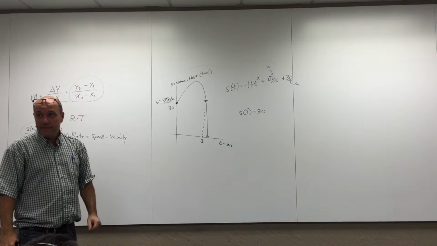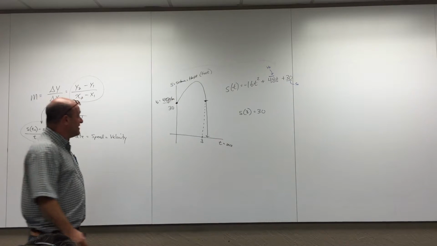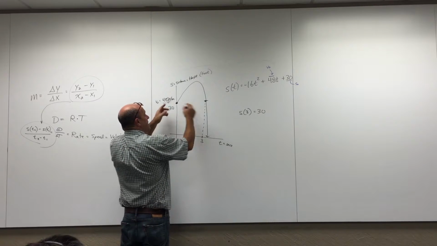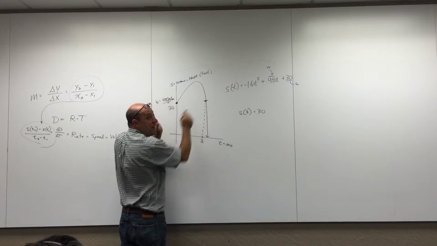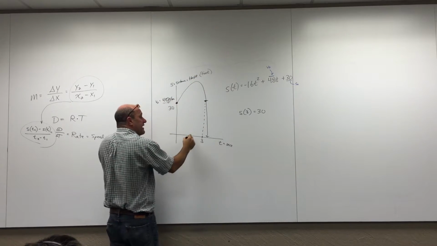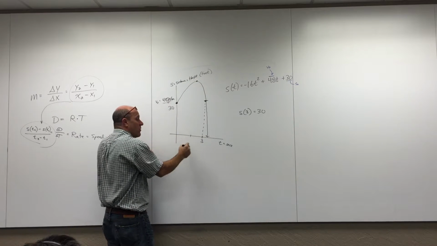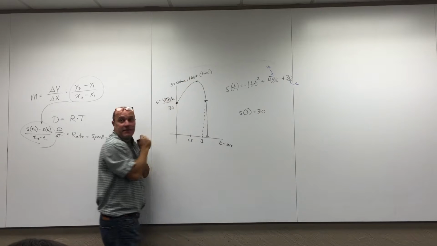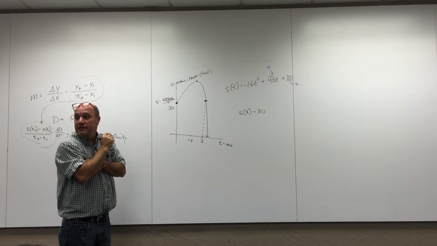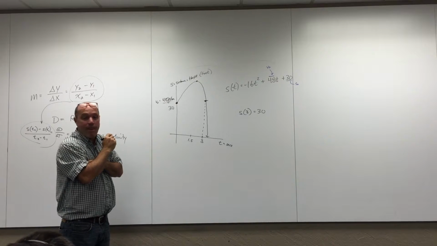I'll be darned. By the way, that makes me, you know what? If it took 3 seconds to get up and back down, these parabolas are symmetric. How long did it take to get to the peak then? 1.5 seconds. It's at the peak. Yeah, it sure is. I wasn't really going to try to do that, but I stumbled onto it.